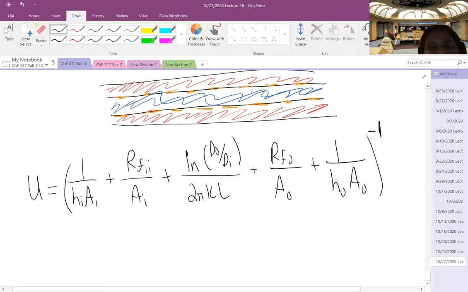And so now I have my two heat transfer coefficients, one for the fluid on the inside, the fluid on the outside, the conductive resistance due to the pipe, as well as any fouling that exists on either the inside of my pipe, R_f,i, where fouling is being caused by the interior fluid, or the outside of the pipe, R_f,o, where the fouling is being caused by the fluid on the outside.